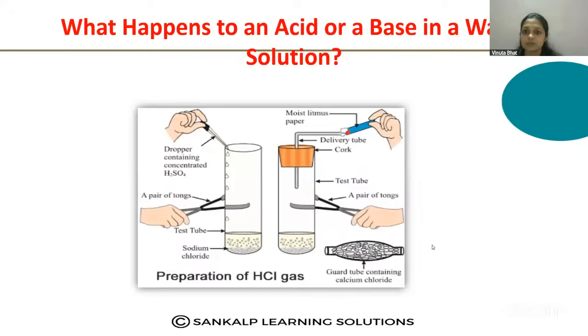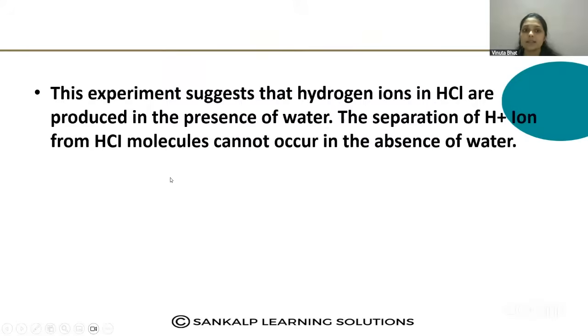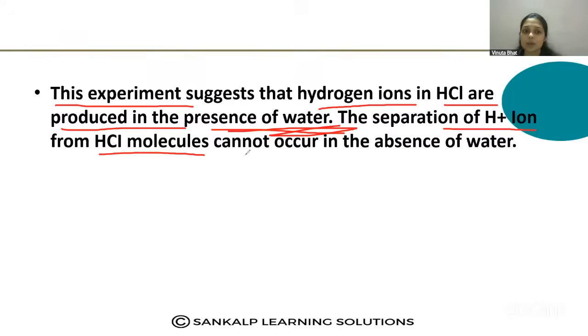So what can we conclude here? This experiment suggests that hydrogen ions in HCl are produced in the presence of water. Means acids form H plus ions only in the presence of water. The separation of H plus ion from HCl molecules cannot occur in the absence of water.